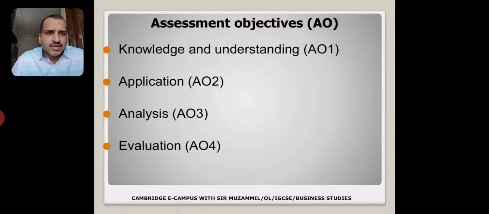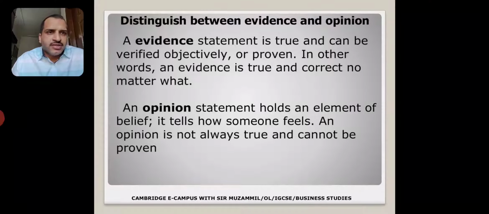What is analysis? Before starting analysis, you should know the difference between evidence and opinion statements. Whenever you are reading the Cambridge case study, there would be two types of statement: evidence statement and opinion statement. An evidence statement is known to be true and can be verified objectively or proven. In other words, evidence is true and correct no matter what. An opinion statement holds an element of belief. It tells how someone feels. An opinion is not always true and cannot be proven.